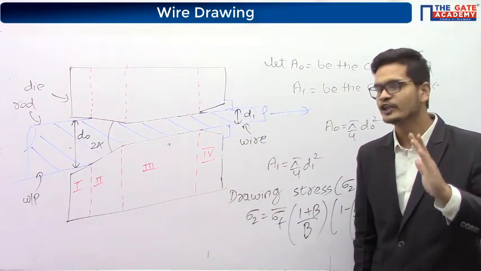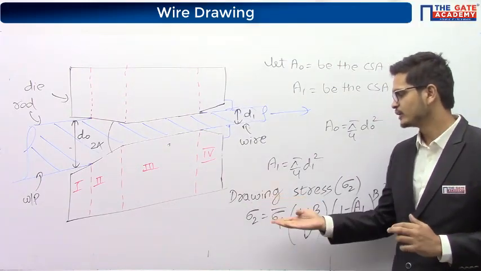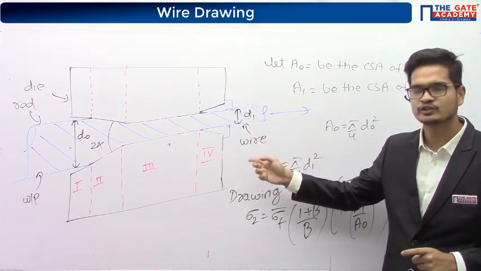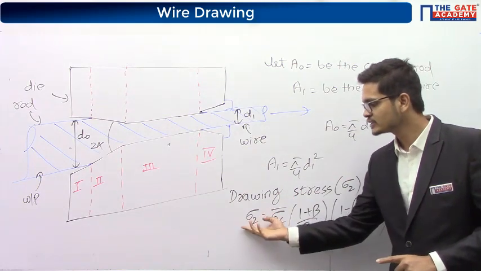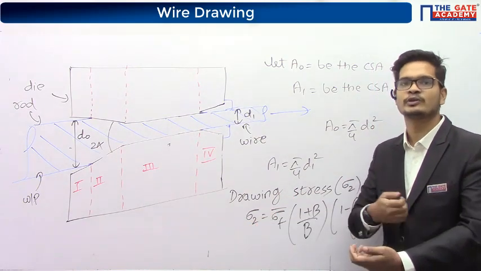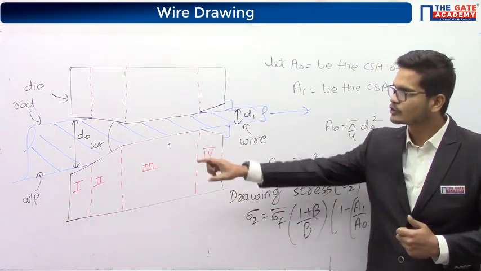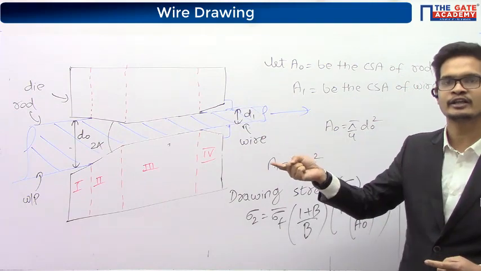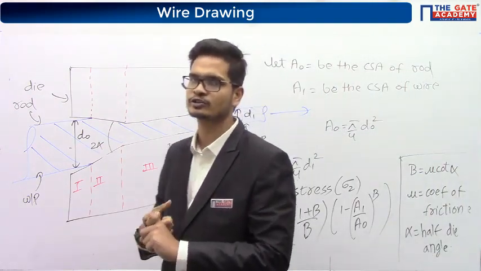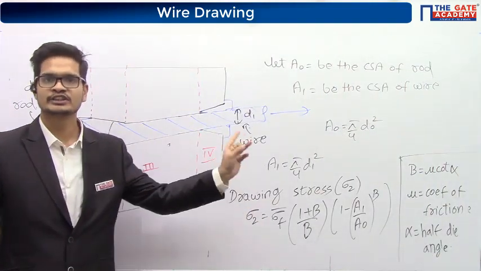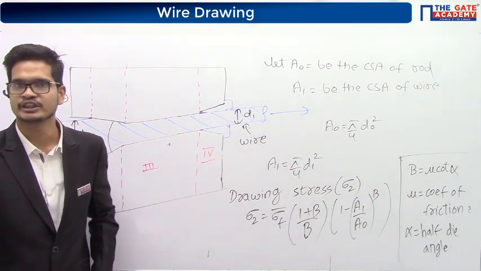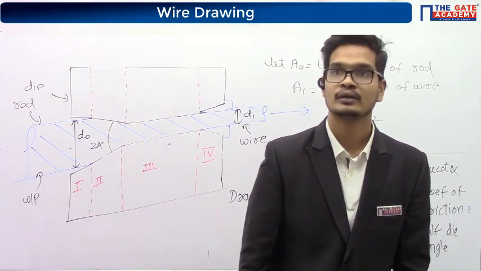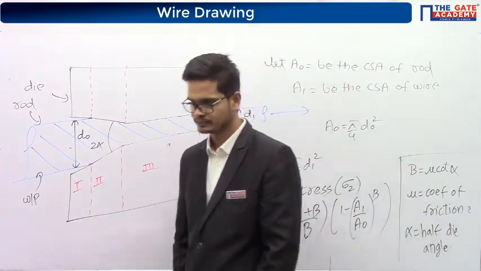Understood? So how many of you understood the point that sigma 2, the drawing stress, is not responsible for the shape change? This is just responsible for the pull. But because of going through the die, the wire is experiencing stresses, and because of those stresses, the material is undergoing the shape change. Have you understood this point? Okay, so start writing.